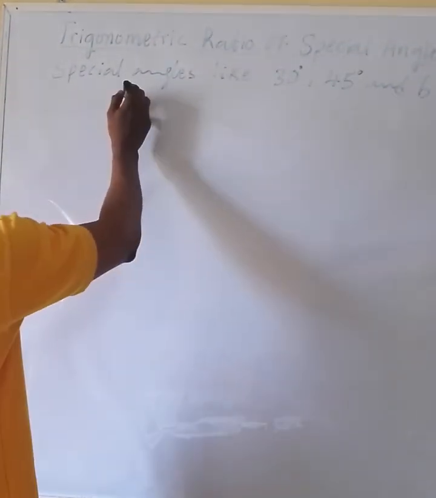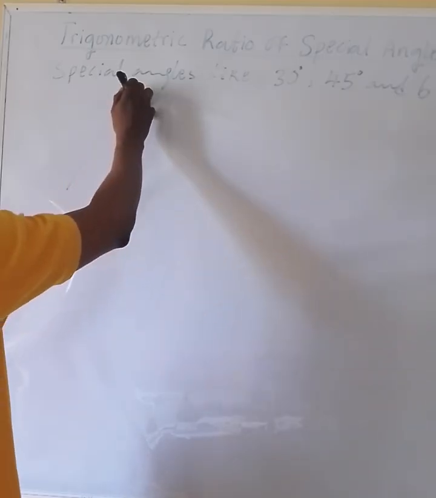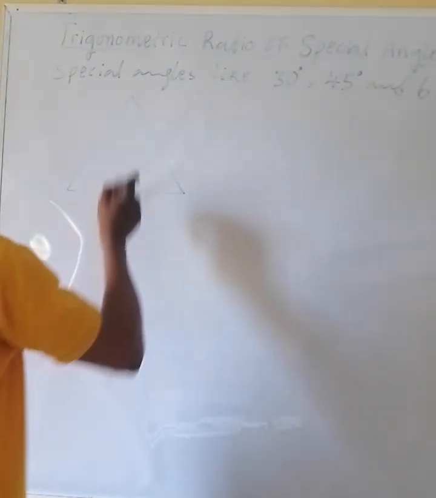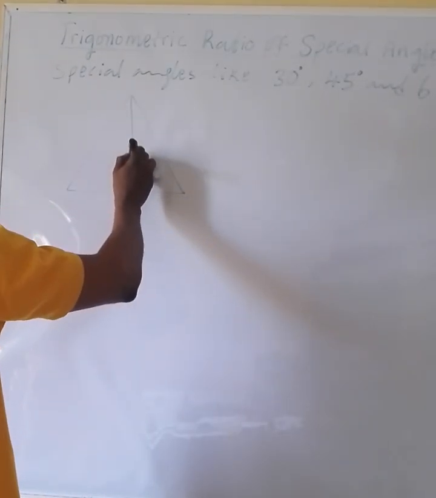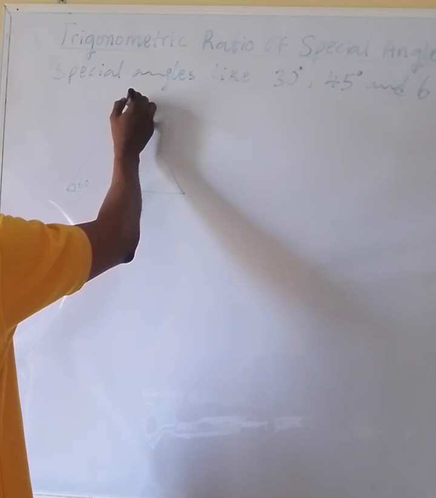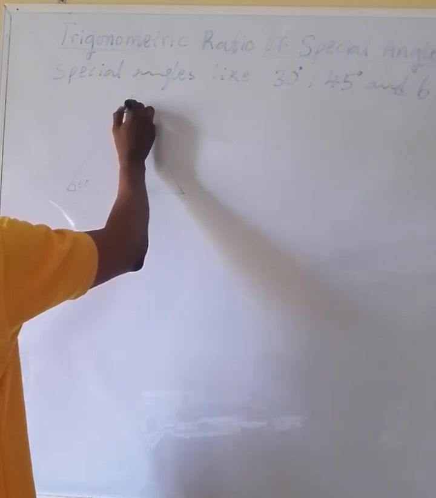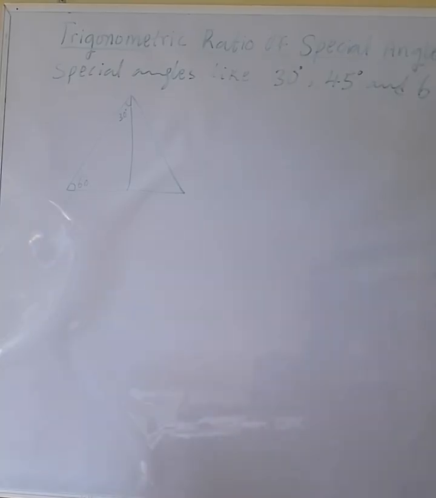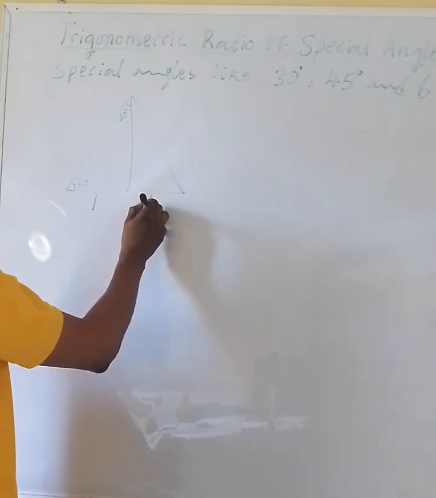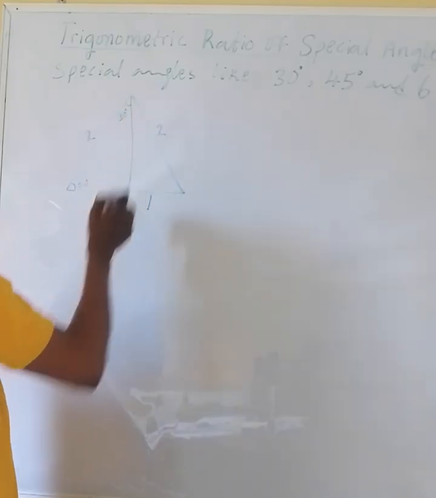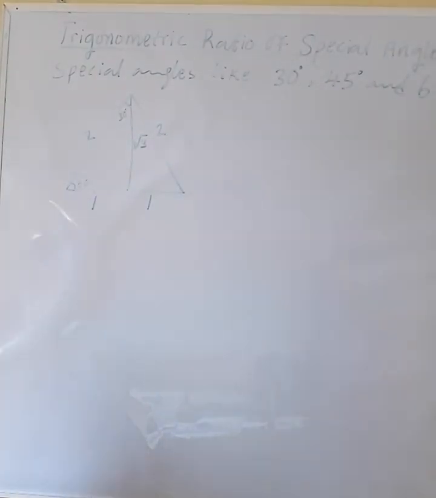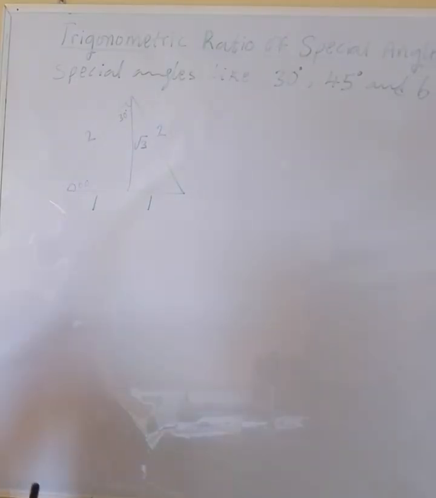So the first one now, let's work on it. We have our special angle. So this is our angle 60 degree, this is angle 30 degree. When you look at what we have now, this side you represent with 1, this side with 2. Are we together? Then the middle one you represent with √3. Are we together?